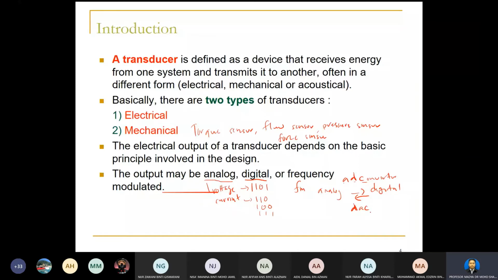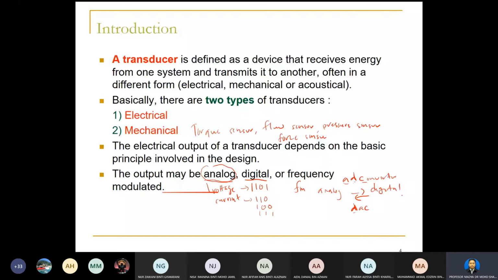For example, if your sensor is analog and our system uses digital, we need a converter to convert our output, to give to our system. That's why we have the analog to digital converter, or sometimes the digital to analog converter. These are the devices that convert from analog to digital or digital to analog.